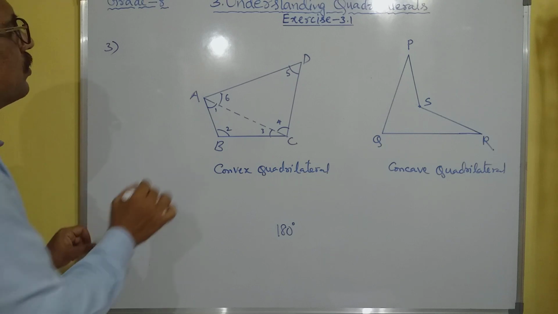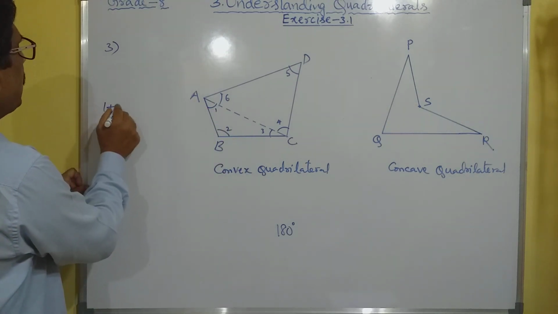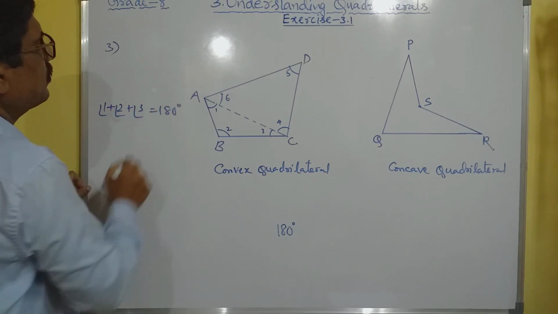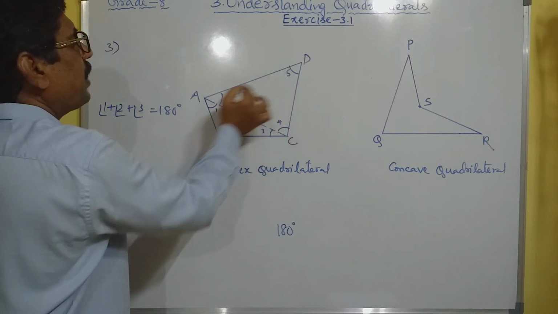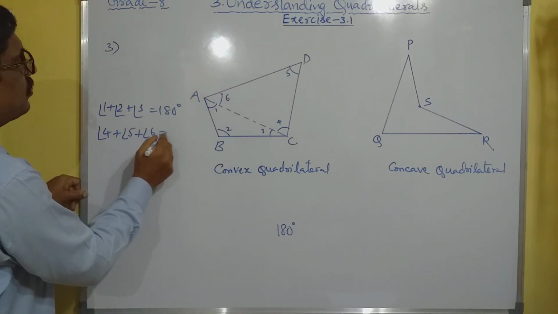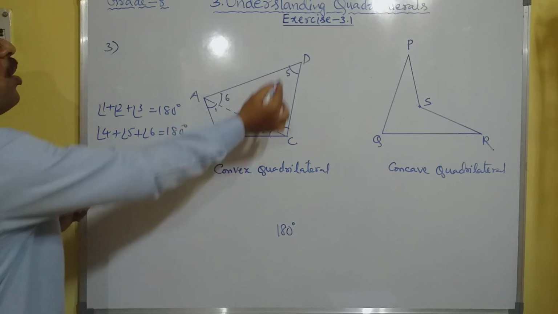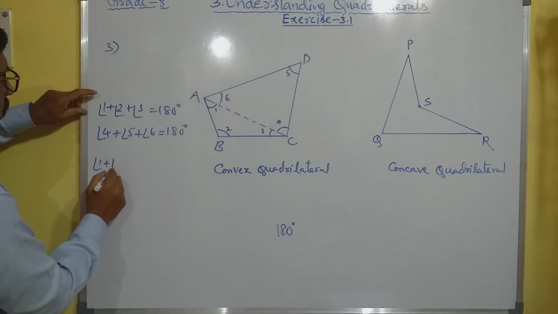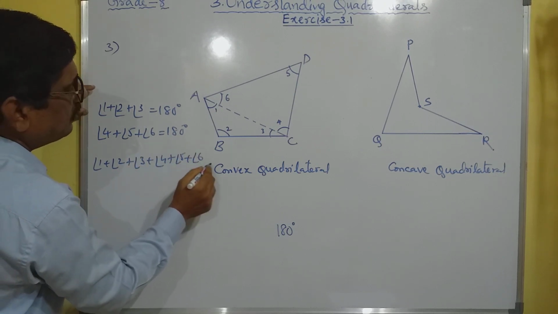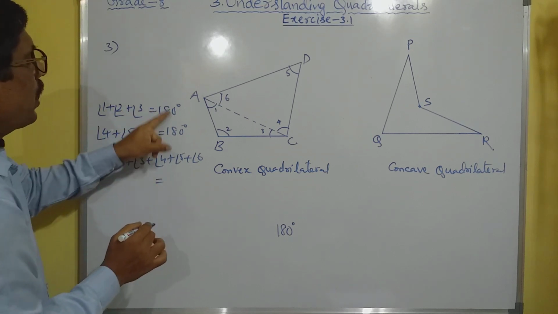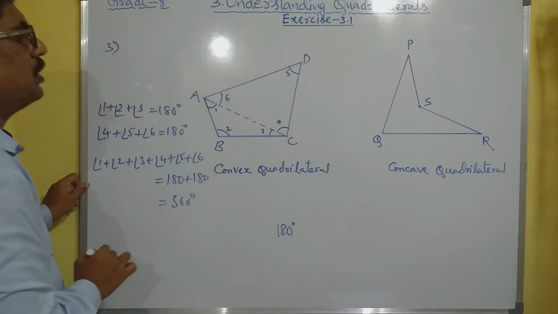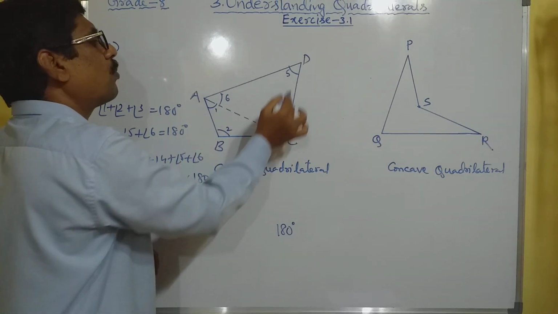Okay. Now look at this. What is angle 1 plus angle 2 plus angle 3? Angle 1 plus angle 2 plus angle 3 is equal to 180 degrees. Okay. Angle 4 plus angle 5 plus angle 6 is equal to 180 degrees. If we add all of them, angle 1 plus angle 2 plus angle 3, angle 4 plus angle 5 plus angle 6 is equal to how much? 180 plus 180. So 360 degrees. So 1 plus 2 plus 3 plus 4 plus 5 plus 6.